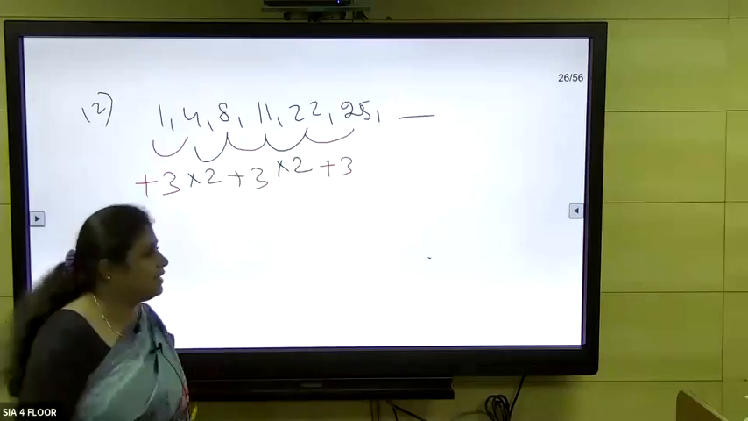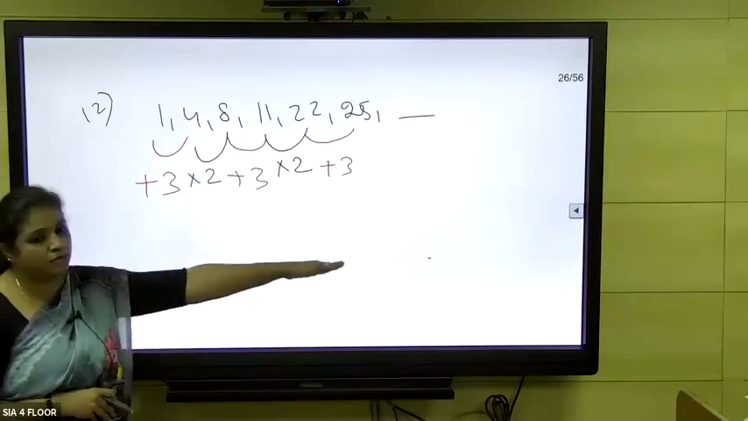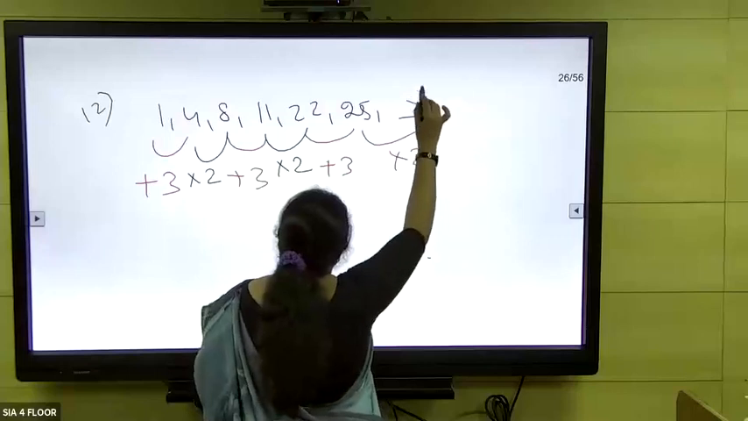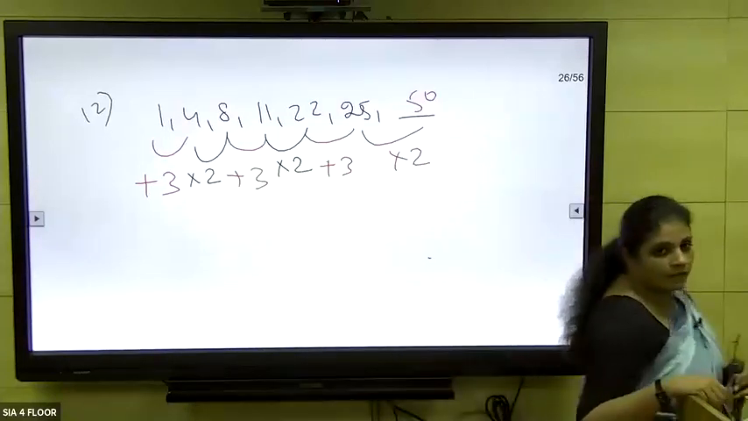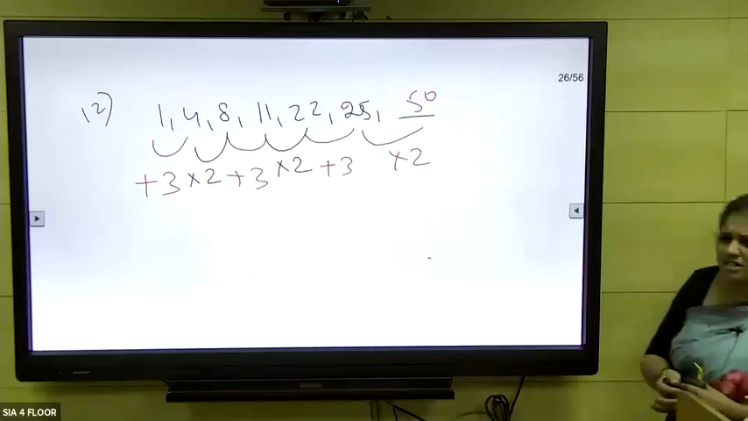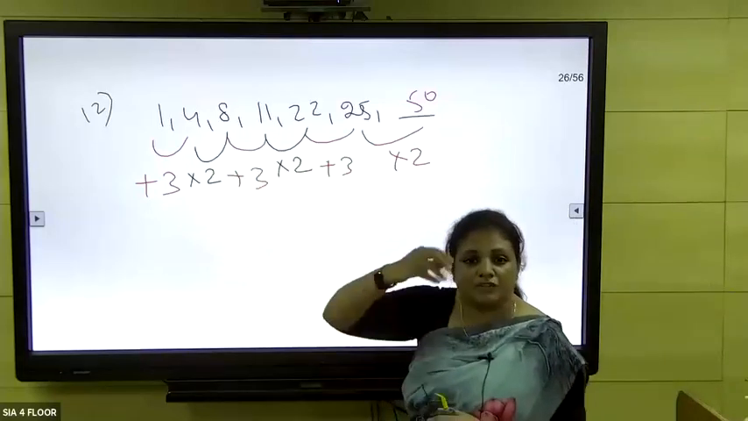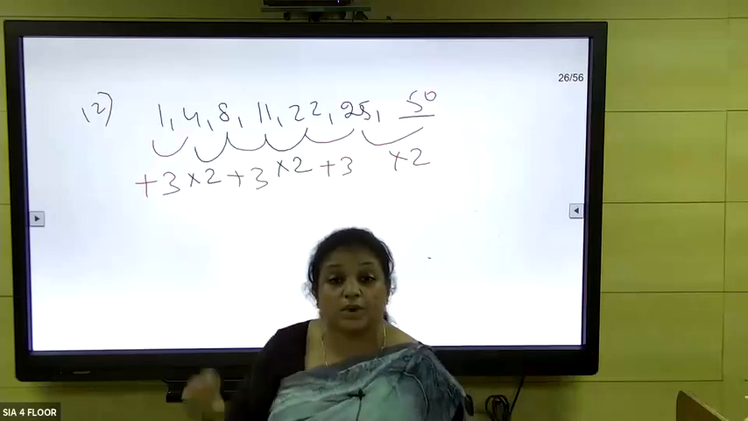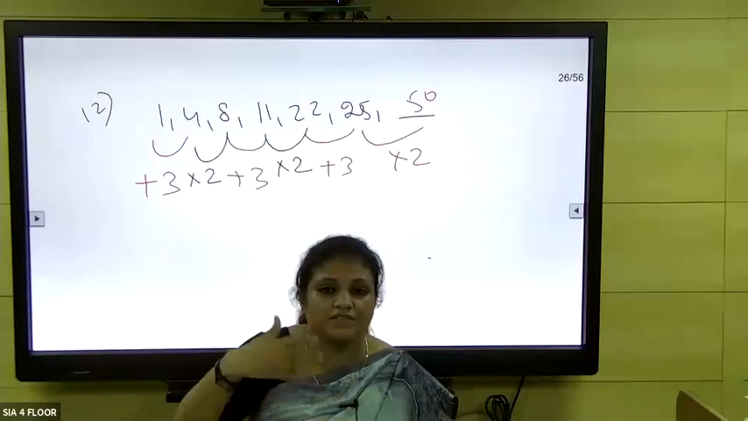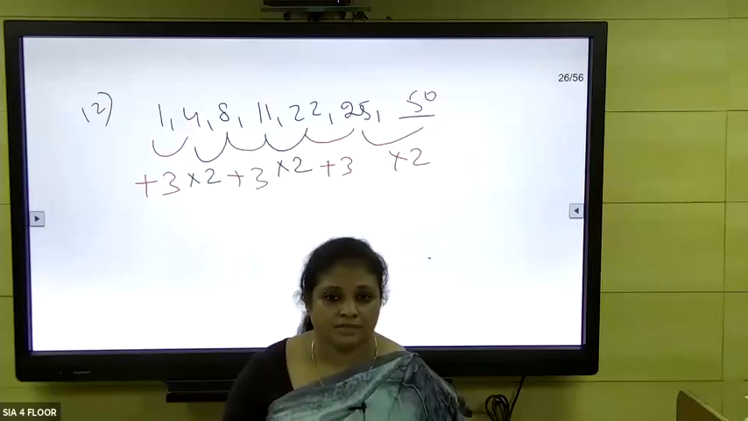Anyway, the sequence contains this logic: adding 3, multiplying 2, adding 3, multiplying 2, then adding 3, next multiplying. So 50 is the answer. Some students will quickly identify that this is how it is. But I have to explain it as a step, how to think about a sequence, and if you're not getting it, how to think in another way. That's why I'm giving too much explanation, but this is very easy to identify at a glance itself.